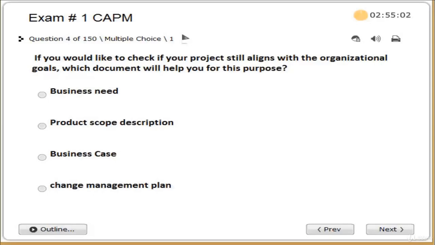If you would like to check if your project still aligns with the organizational goals, which document will help you for this purpose? Business need, product scope description, business case, or change management plan. Correct answer is option C.